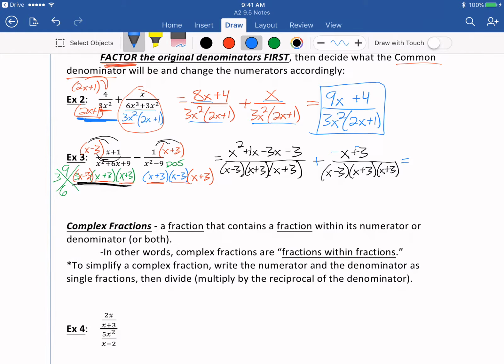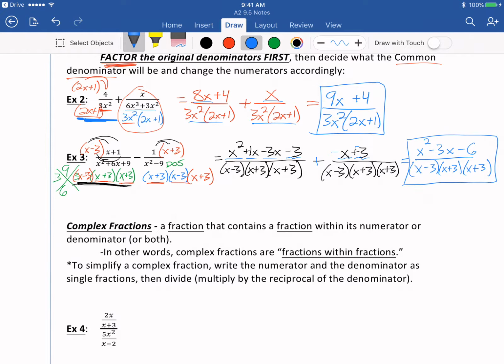So now if I look, my x squared, that can't combine with anything. So I have x squared on the top, and I have 1x minus 3x is going to be negative 2x, and then I have plus that negative x over here. So that's going to be negative 3x. And I have this negative 3, and I have this negative 3 over here, so that's going to make negative 6. All right, and then my bottom is still that x minus 3, x plus 3, and x plus 3.